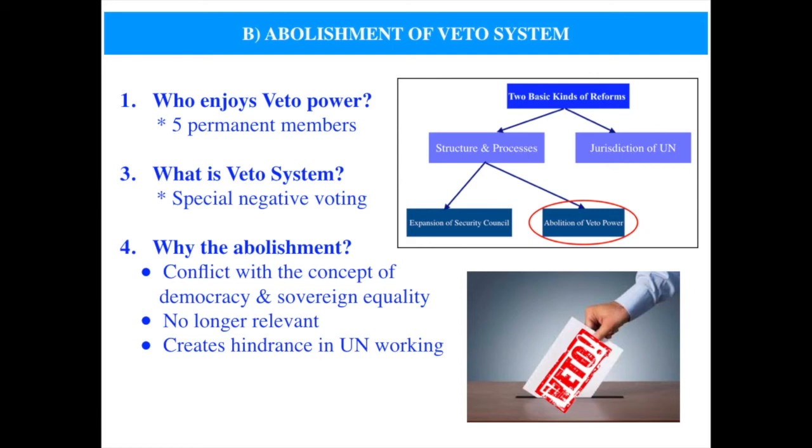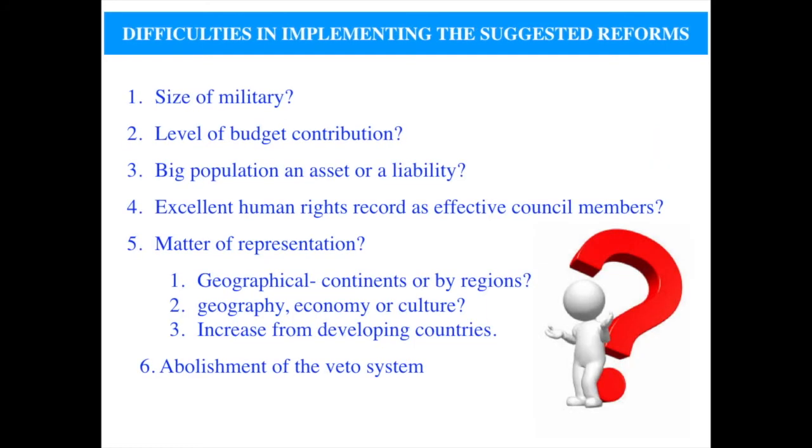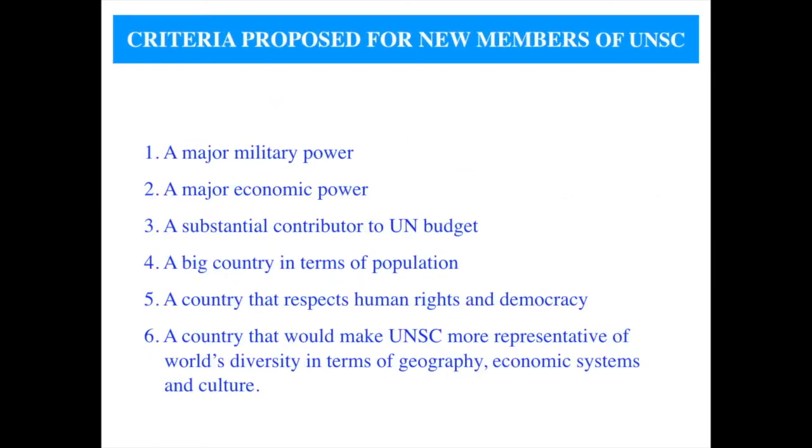All right. Now, after the reforms were proposed and resolutions made, when it came to implementation, again they faced difficulties. They found the criteria problematic. All right. Now, let's look at the criteria again. Okay. Let's just scan through this since we just did this a couple of minutes ago. So this is the criteria proposed for new members of the UNSC. And the criteria are a major military power, a major economic power, a substantial contributor to the United Nations budget, a big country in terms of population, a country that respects human rights and democracy, and a country that would make UNSC more representative.